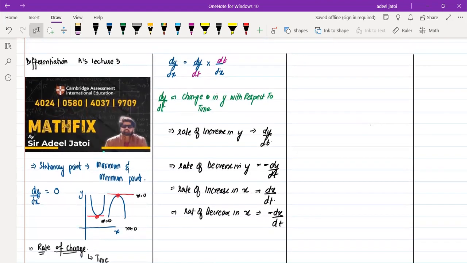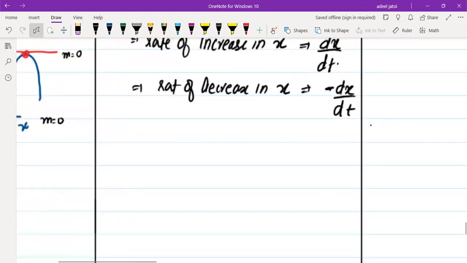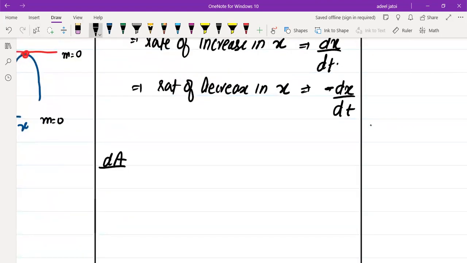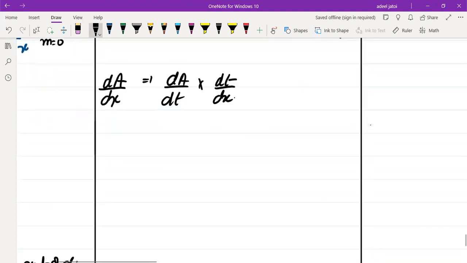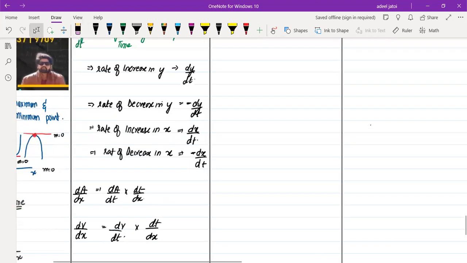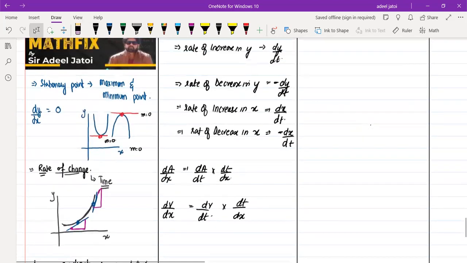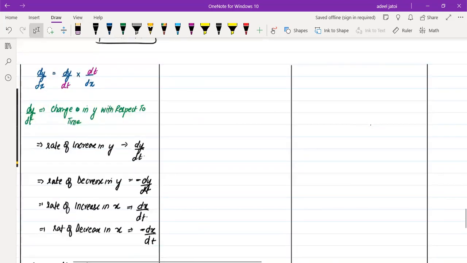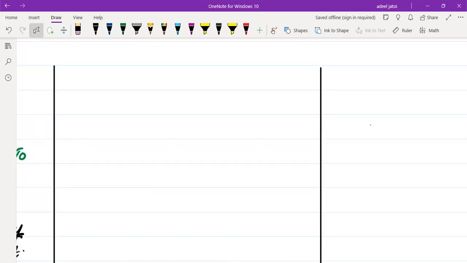Now, it is not necessary that it is always dy upon dx. The question can also be linked to dA upon dx. So this should be dA upon dt into dt upon dx. If the question is about volume, this would be dV upon dx, so dV into dx, and you will introduce dt and dt. So if we try solving a few examples of this, it will get easier.